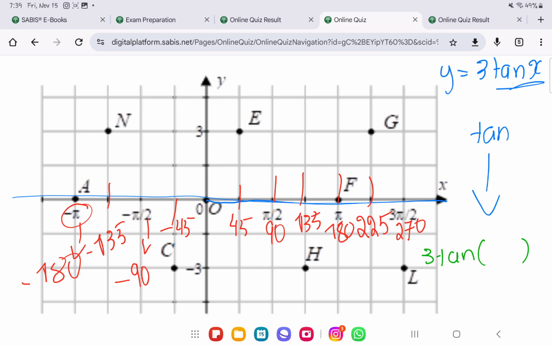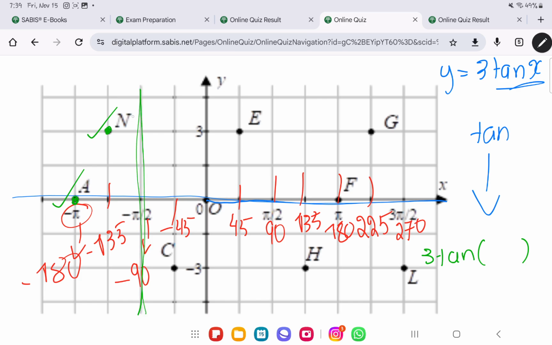So let's start with negative 180. 3 times tangent negative 180 is 0. So it's in the correct position. Then 3 times tangent negative 135 is 3. So it is in the correct position. Then 3 times tangent negative 90 is undefined. That means there should be no point here.